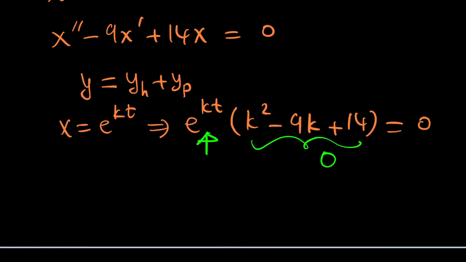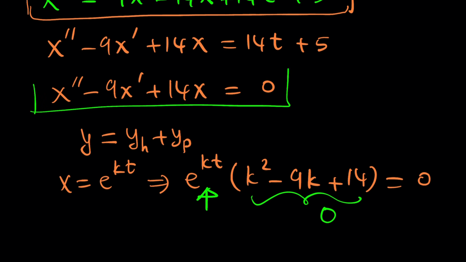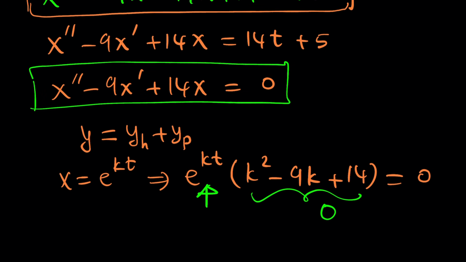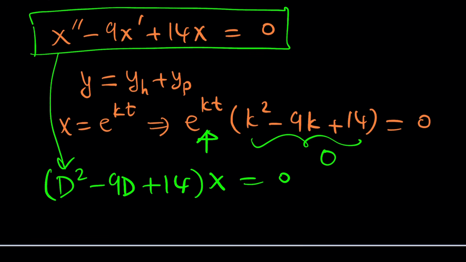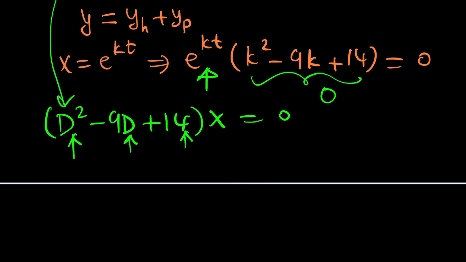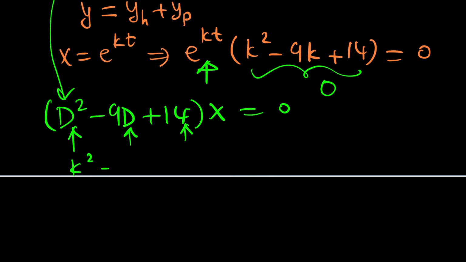So now we have to solve it. Now, how could you get that directly from here? By using the differential operator, you could actually write this as D squared minus 9D plus 14 applied on x equals 0. Now this means the second derivative, this means the first derivative, this just means multiply x by 14. That's what we did, right? And from here you can get the characteristic equation directly, k squared minus 9k plus 14, using the exact same coefficients.